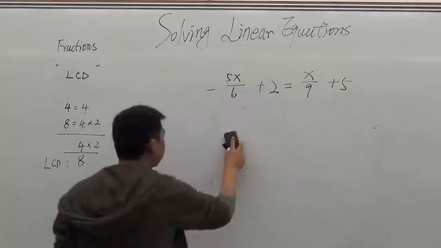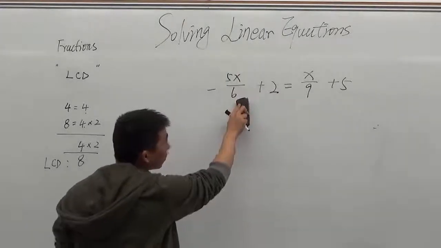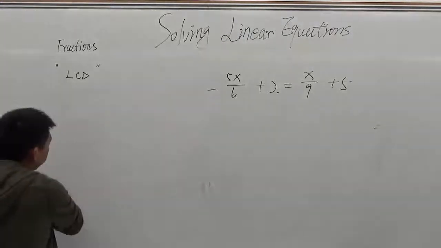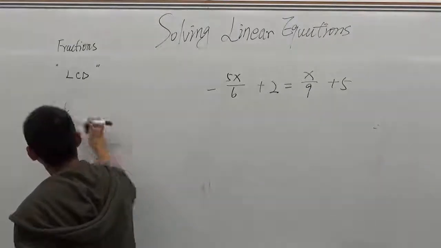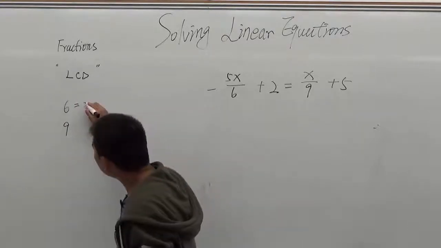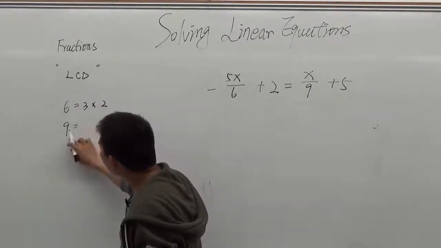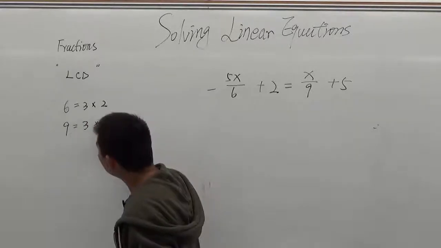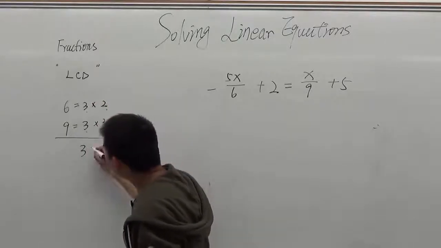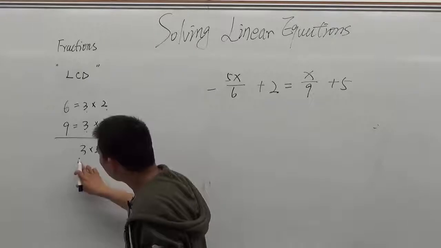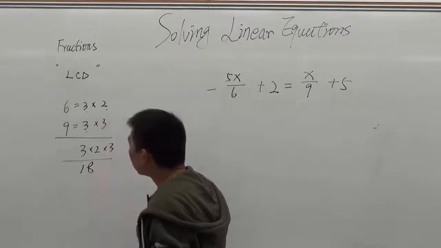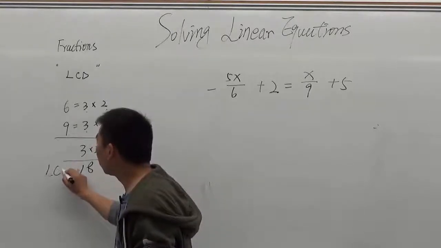Here we have the negative 5x over 6 and x over 9. The denominator here is 6. The second one is 9. 6 we can rewrite as 3 times 2, and 9 we can rewrite as 3 times 3. Then there's one common factor, 3. Then we have the 2 left over, and 3 also. So 3 times 2 gives us 6. 6 times 3 gives us 18. So the LCD for this equation is 18.